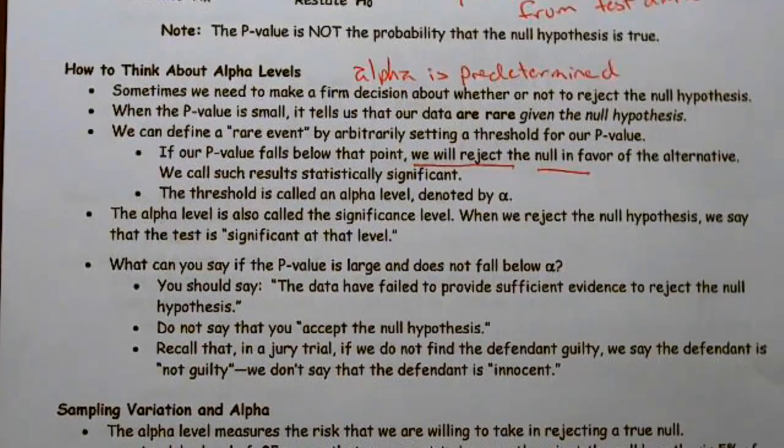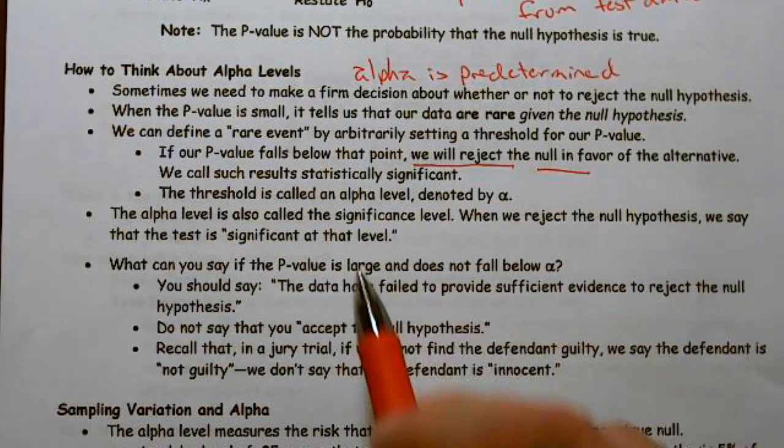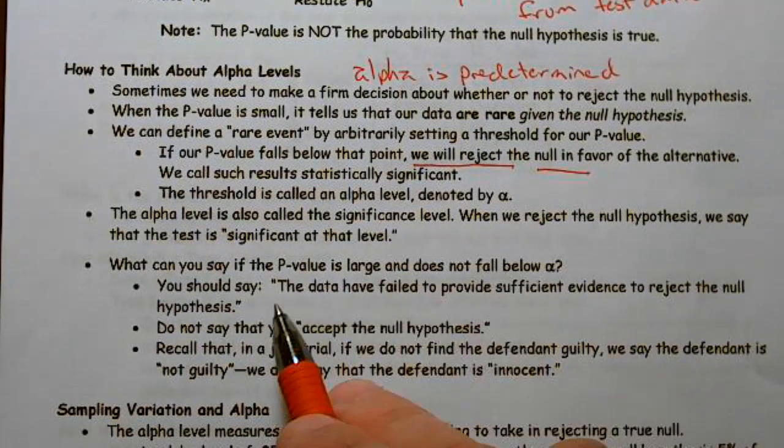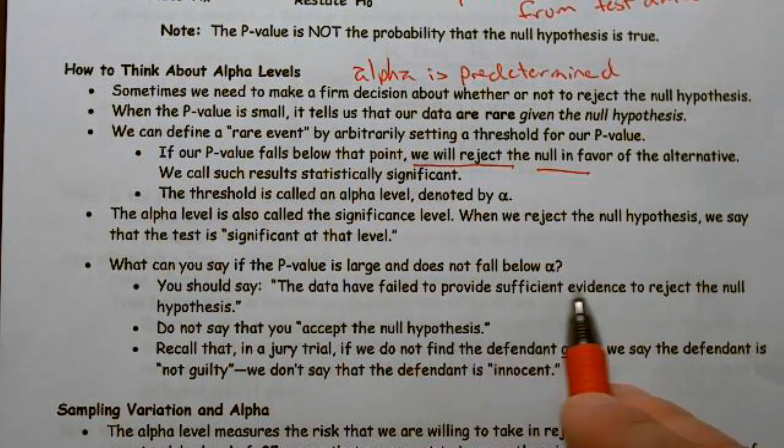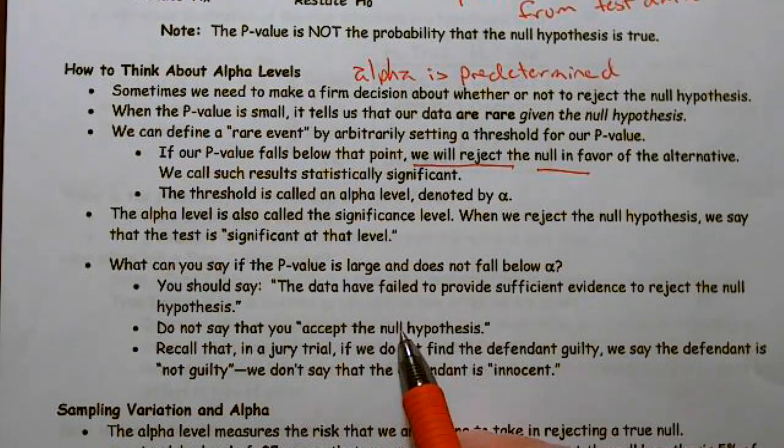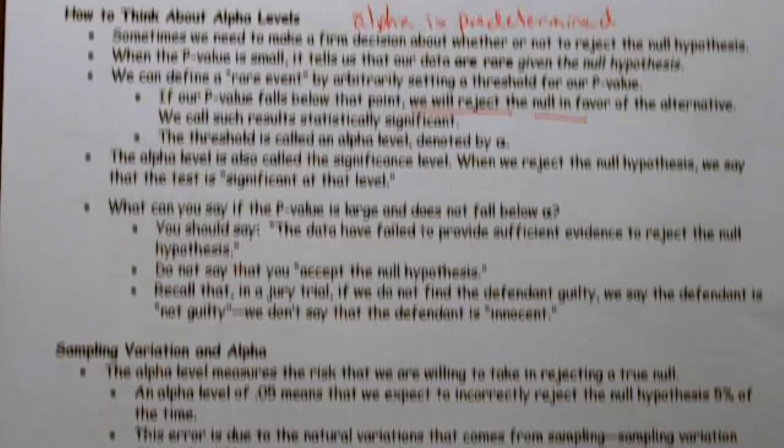If the p-value is large and does not fall below, then we don't have enough evidence to reject the null. All right, so if the p-value is large and does not fall, the data have failed to provide sufficient evidence to reject the null. We never accept the null. We either reject or we fail to reject.